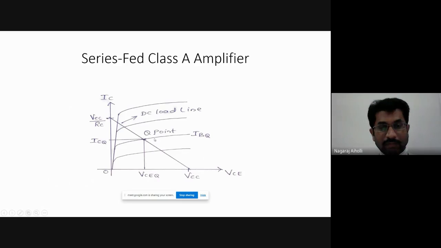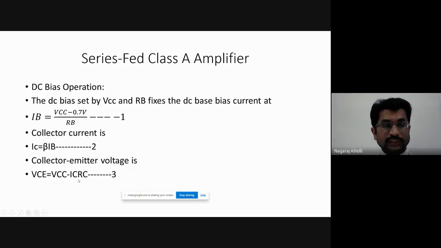Now let us find the operating point here. Note that, students, on the x-axis it is VCE, so IC, the collector current, is 0 on the x-axis. On the y-axis it is IC, therefore VCE, the collector to emitter voltage, will be 0 on the y-axis. Now let us substitute IC equal to 0 and VCE equal to 0 in this equation, VCE is equal to VCC minus ICRC. Let us do that.